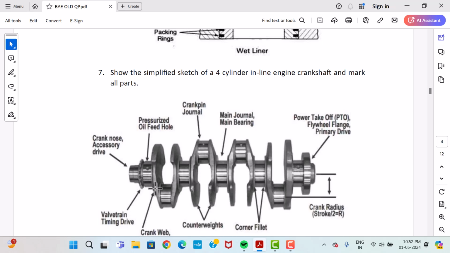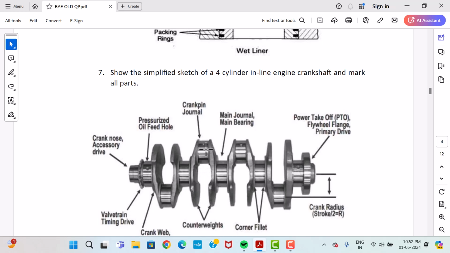This is called the crank web. We can see this is a crank web, this is a crank web, this one, this one, this one, and this one are called crank webs, where the connecting rod is connected.